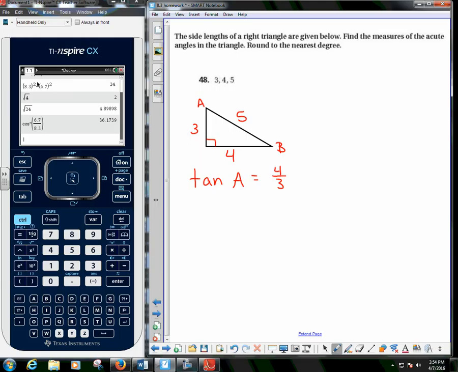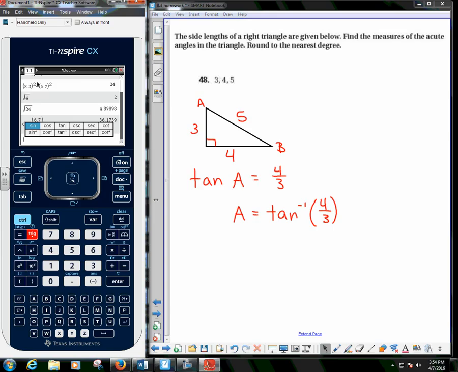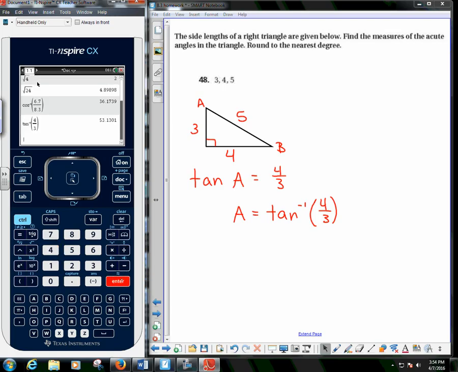I don't know what angle has a tangent of 4 divided by 3, and the way I'm going to type this into my calculator to find out is I'm going to say A equals tangent inverse of 4 divided by 3 in parentheses. So I come over to my calculator, I hit the trig function, I toggle over to tan inverse, I hit enter. I'm in parentheses, so I'm going to say 4 divided by 3 and hit enter. That tells me that A is an angle of 53 degrees.